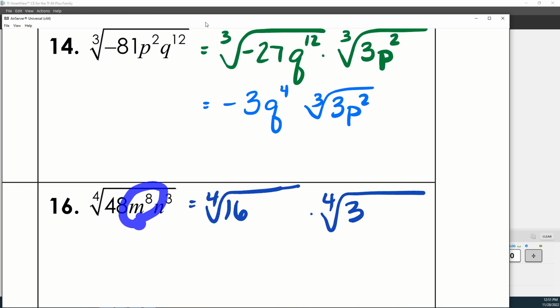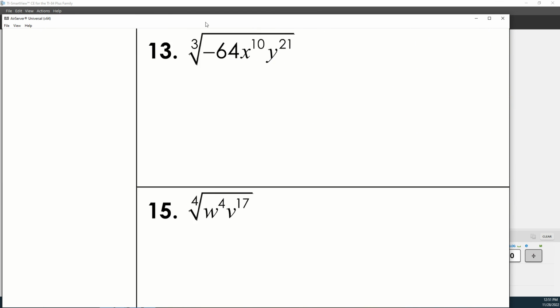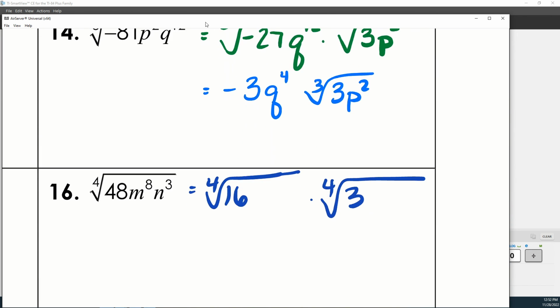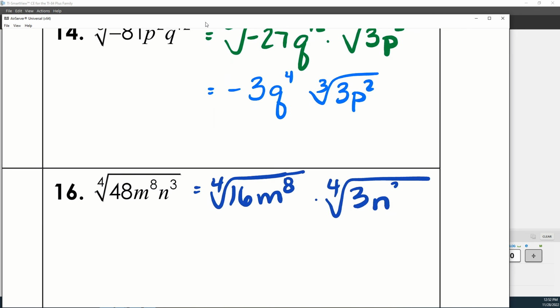All right, and then if we look at m to the 8th, under the perfect fours, the 8th power is a perfect 4. So we'll go ahead and put it in our first one. And then n cubed is too small to break down, so it's just going to go over here. All right, and then we'll just do the fourth root, 2, and then divide, and it's m squared. And then the other stuff stays underneath.